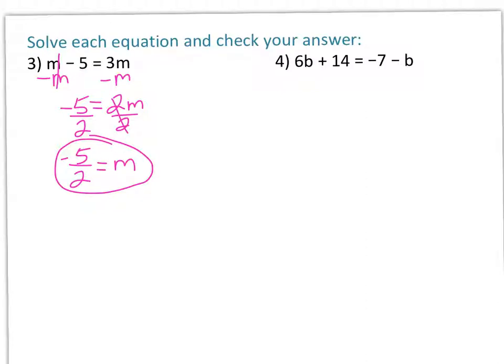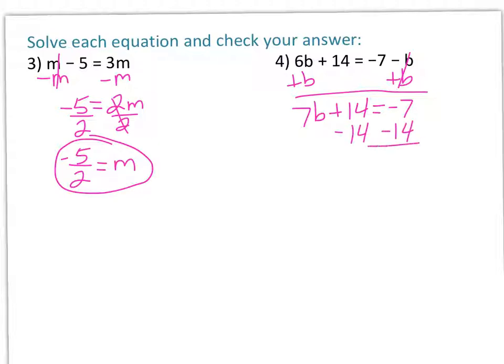Okay, number 4. So to get a positive variable, I'm going to add b to both sides first. So then we have 7b plus 14 equals negative 7. Solve for b, so let's subtract 14. 7b equals negative 21. Divide both sides by 7. b equals negative 3.